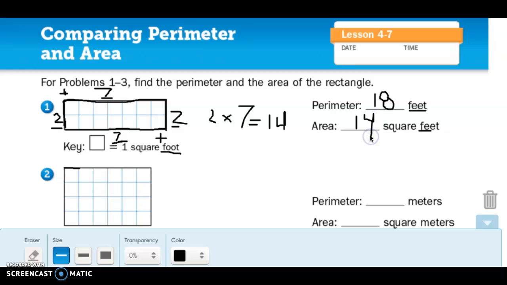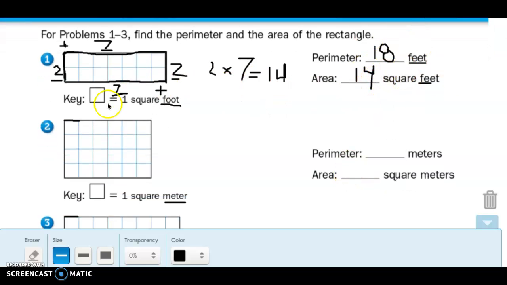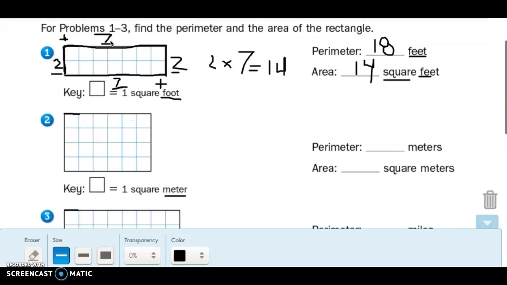For our problem, our perimeter and our area did not equal the same. Occasionally, these might be the same number, but they're usually different. So always double check your answer. Remember, area is in square feet, because we're counting the squares that are on the inside.